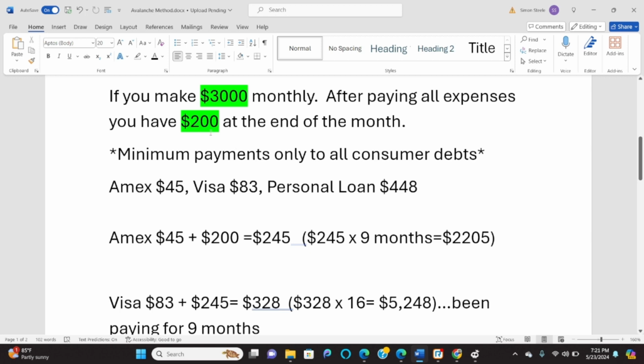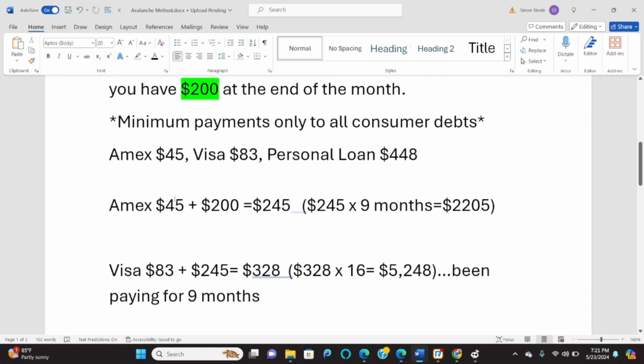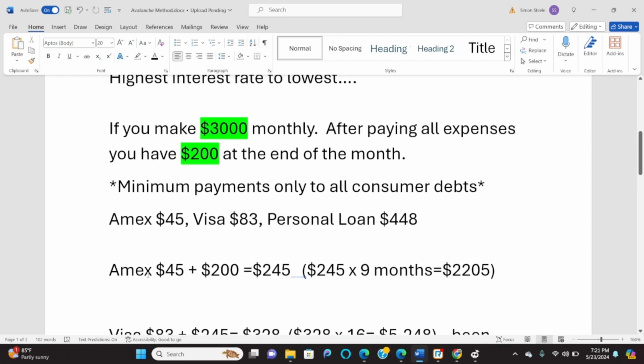So you'll take that extra $200. You're not going to split it up. What you're going to do is look at the American Express. Yes, you're doing $45 minimum, but now you take that extra $200 at the end of the month. So now you're making $245 payments to the American Express.